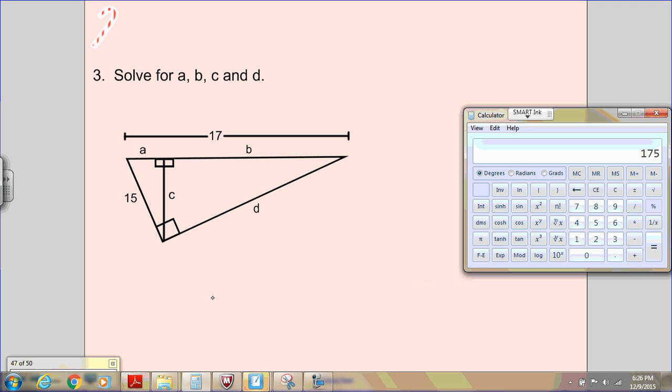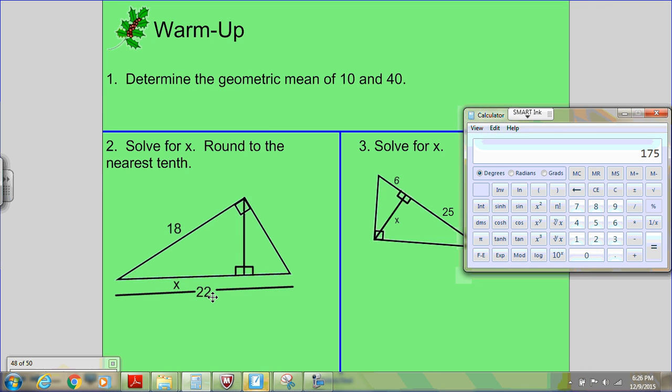You could do this one and find a, b, c, and d. And that concludes your notes for the day.